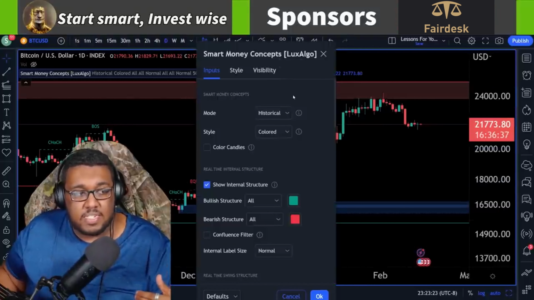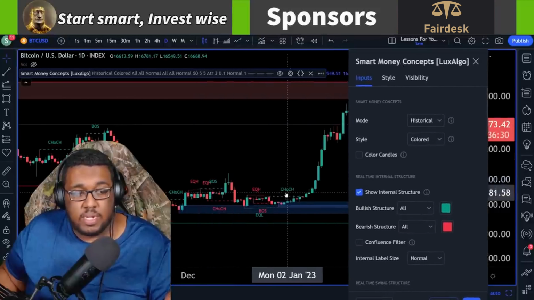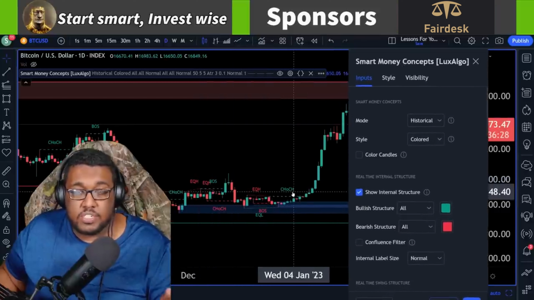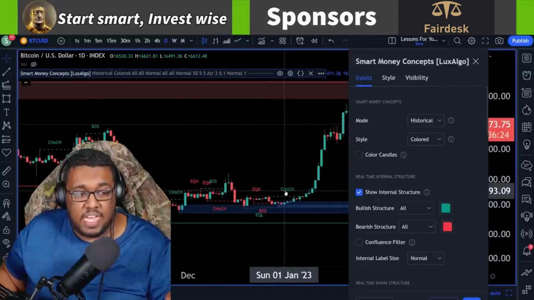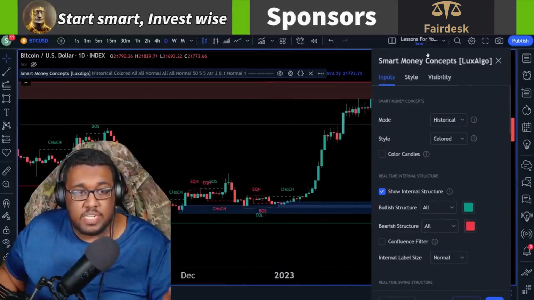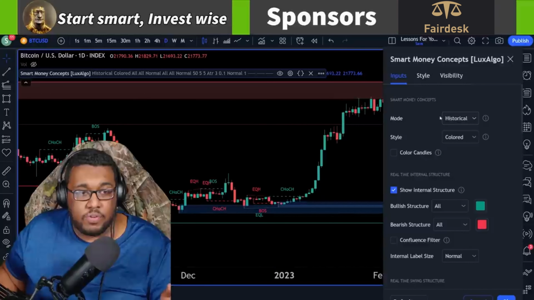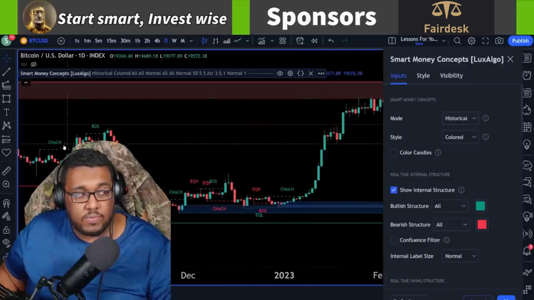Next, we're going to go back to settings and start off with Smart Money Concepts Mode. Basically, what this does is, you can see right here, we have a change of character, ChoCH. I'll explain what that is in a second. And we have BOS down here. That's going to change how many of those signals you actually see on the chart. If you do historical, you're going to see all of them: the BOS over here, the change of character over here, the change of character over here.